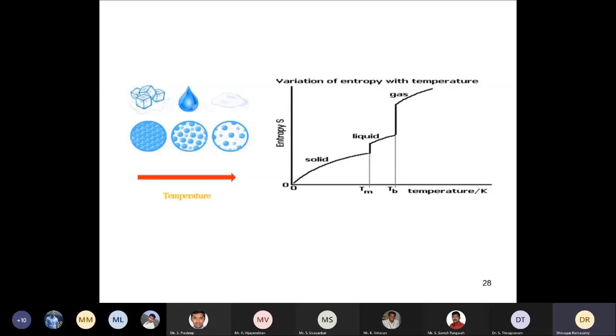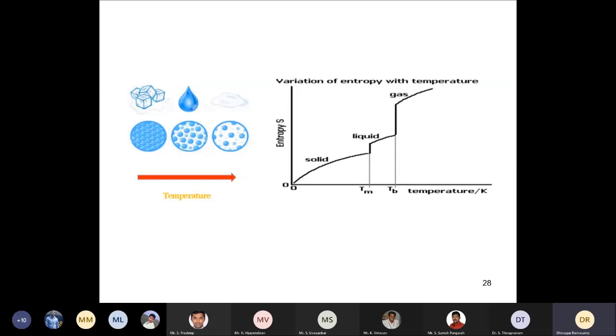Okay, so when the molecular changes happen, when the molecules inside the system are moving very fast, entropy is increased. If the forces between the molecules are enhanced, entropy will be increased. See this graph. From solid to liquid, entropy increased. From liquid to gas also, entropy increased.